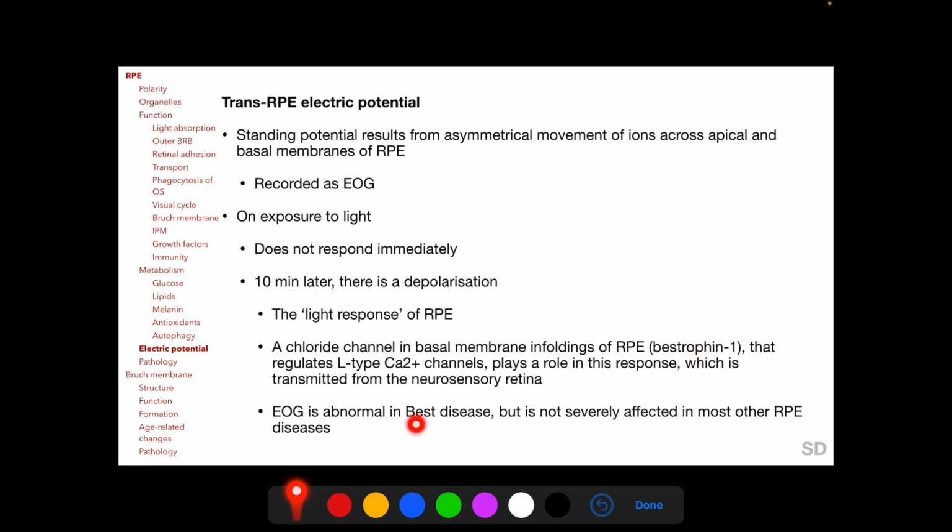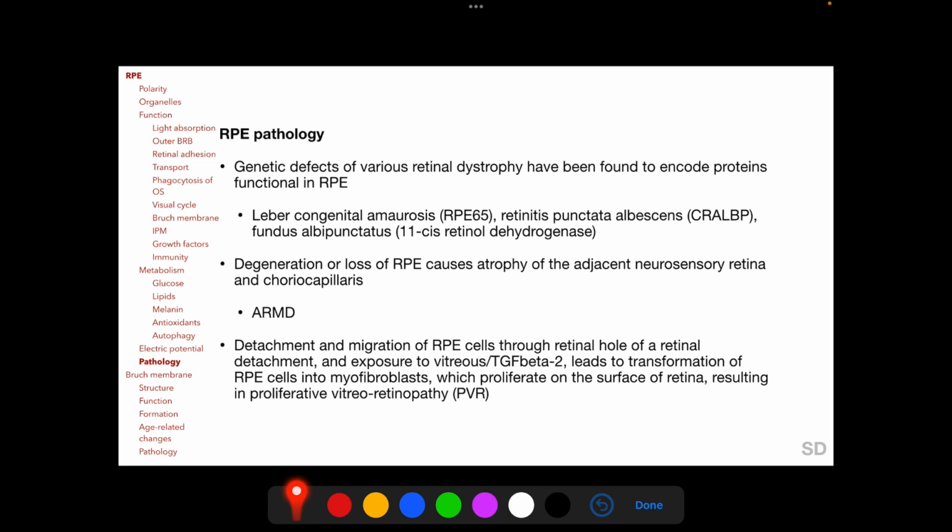Bestrophin is mutated in Best disease, and so EOG is abnormal in Best disease, but we must remember that EOG is not severely affected even in most other RPE diseases. Genetic defects of various retinal dystrophies have been found to encode proteins functional in the retinal pigment epithelium, and these include RPE65 in Leber congenital amaurosis, CRALBP in retinitis punctata albescens, and 11-cis retinol dehydrogenase in fundus albipunctatus. So in these entities, the enzymes in the visual cycle or the retinoid cycle are defective.